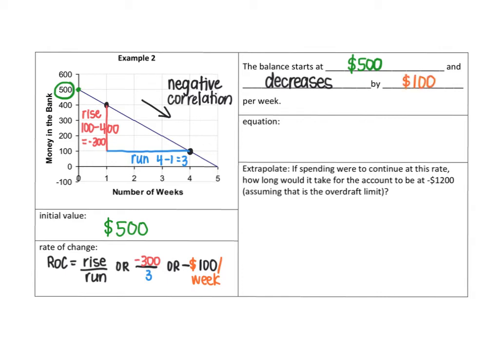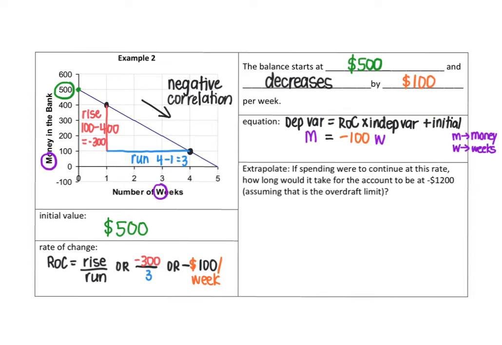Our equation again will be dependent variable equals rate of change times independent variable plus the initial value. We can use M for money for our dependent variable, the one going up and down on the graph. That will be equal to negative 100 for the rate of change times W for the independent variable for weeks plus the initial value of 500. Another way that we could write this equation would be M = 500 - 100W. That way it would be clearer that the balance is starting at $500 and decreasing by $100 per week.